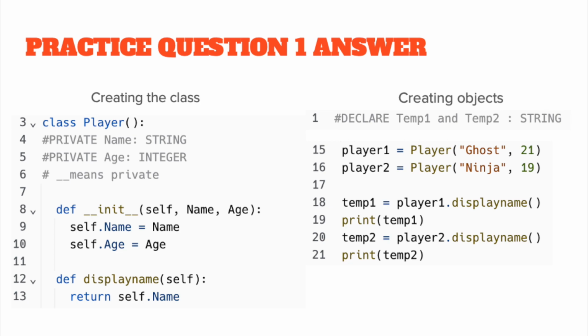Okay, so for player1, we're going to call the player class, and we're going to pass the 2 data values Ghost and 21. Ghost is a string, 21 is an integer. Player 2 is going to be the same. This time we're going to pass Ninja and 19.